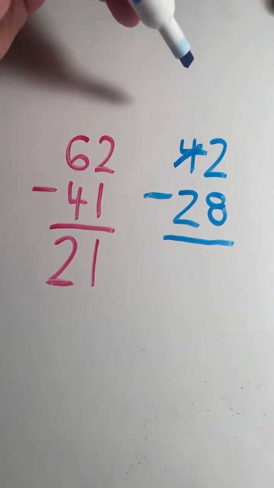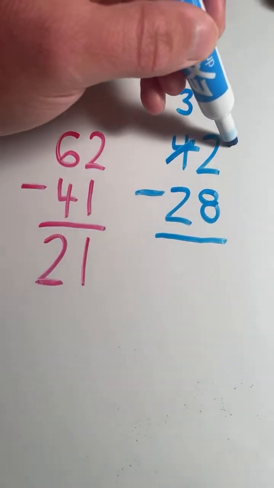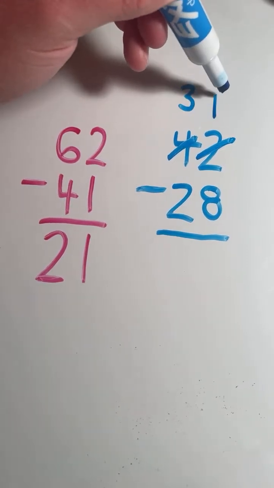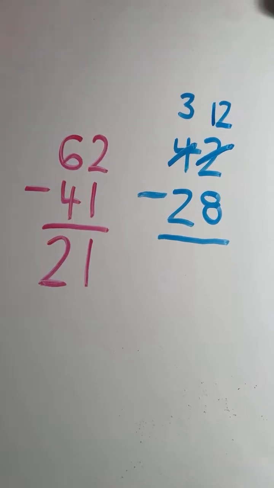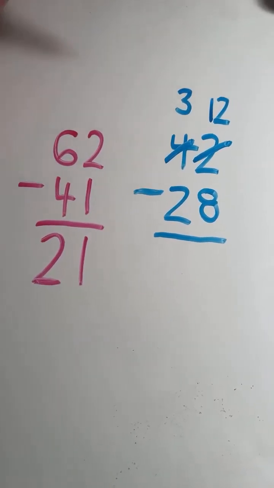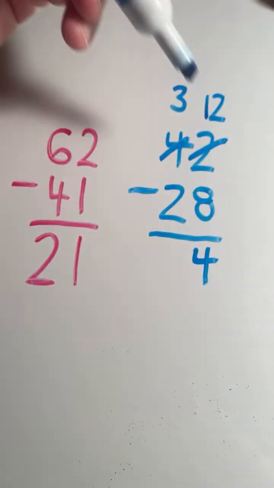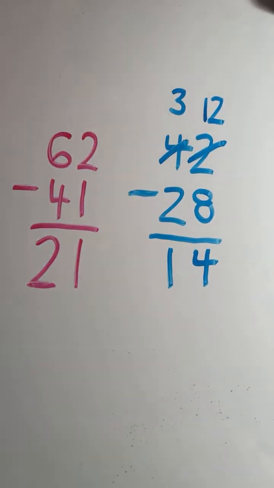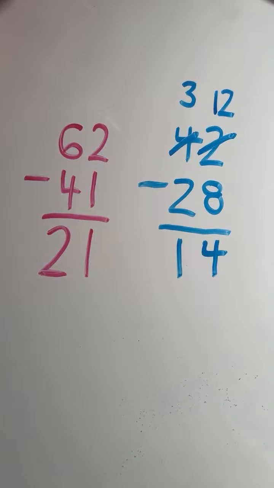So the 4 in the tens place is going to become a 3, and then the 2 in the ones place, we're going to add 10 to that. It's going to become a 12. Basically, we're rewriting the number with the 1 in front of it. And now we can actually subtract. So in the ones place, 12 minus 8 equals 4. And 3 minus 2 equals 1. And we have our final answer, 42 minus 28 equals 14.